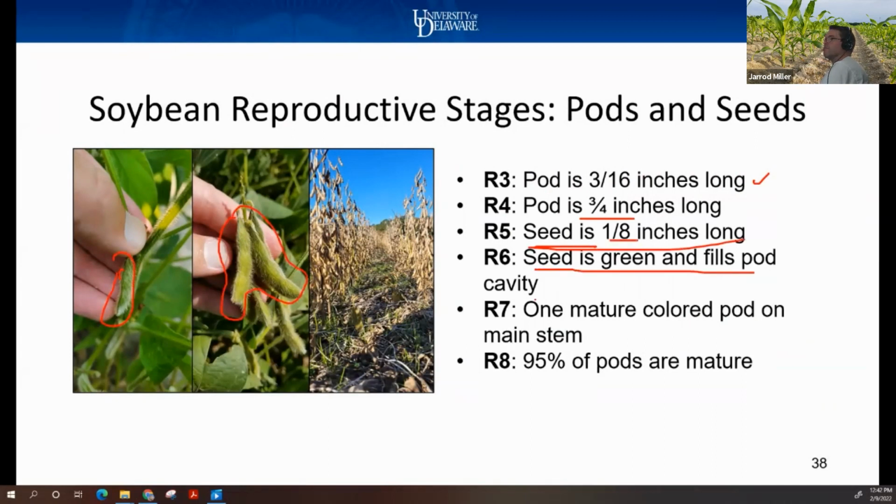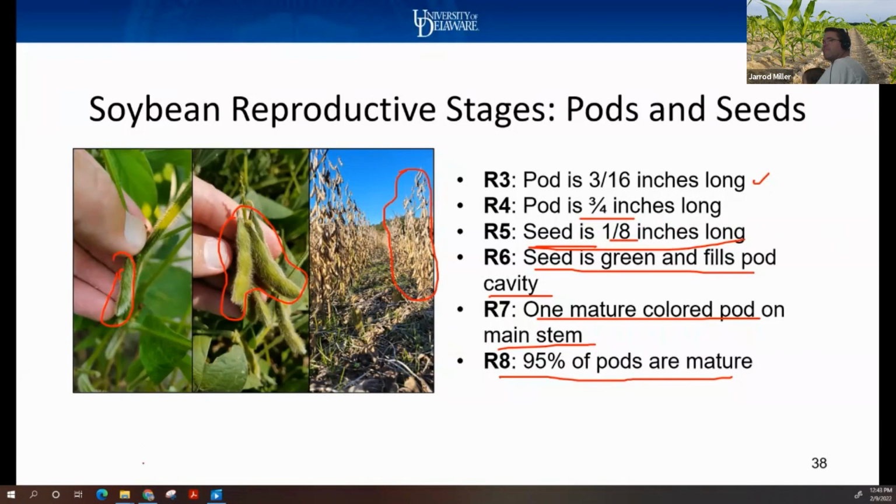R6, seed is green and fills pod cavity. R7, one mature colored pod on the main stem. R8, 95% of pods, obviously this is right before harvest, are mature. They've browned and matured. So soybeans, fun plant, not easy to stage.